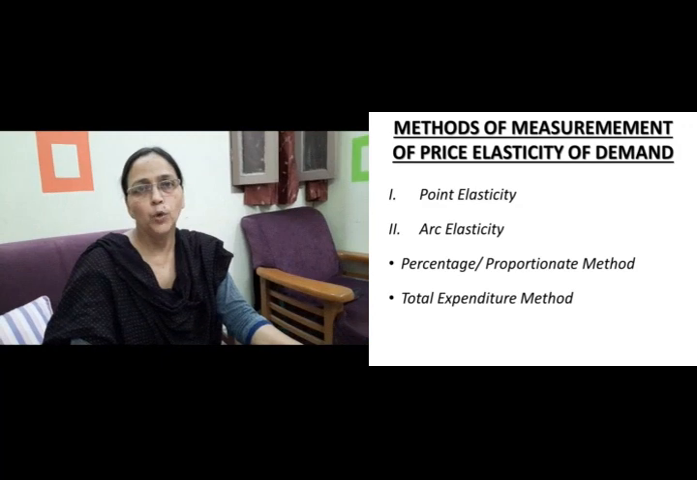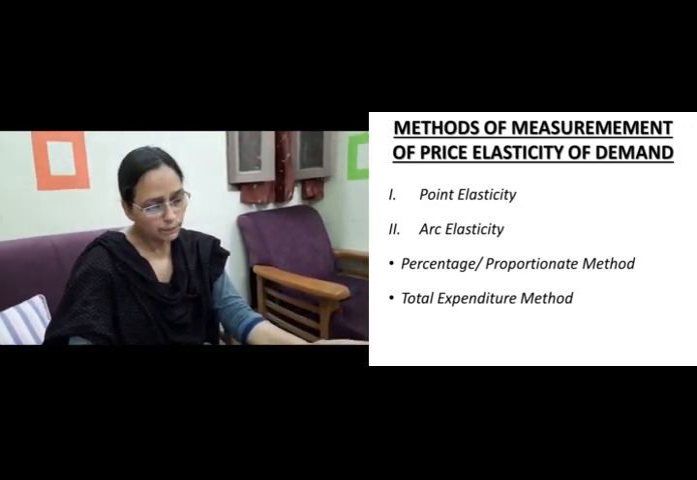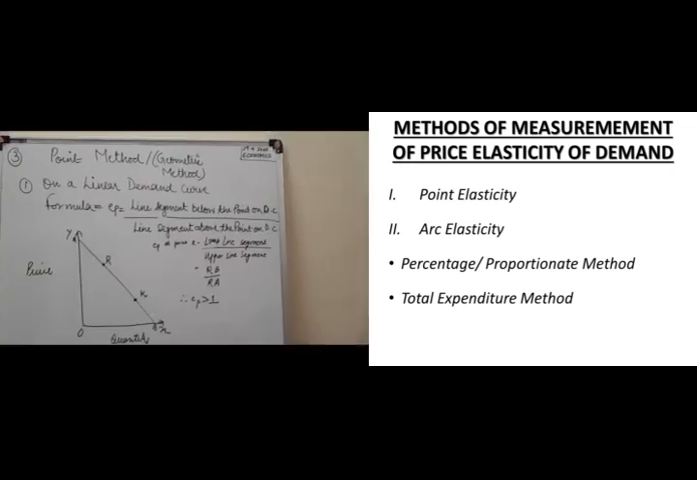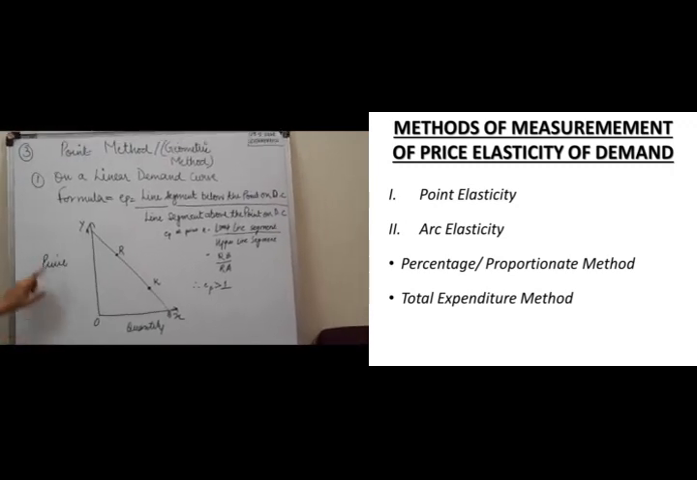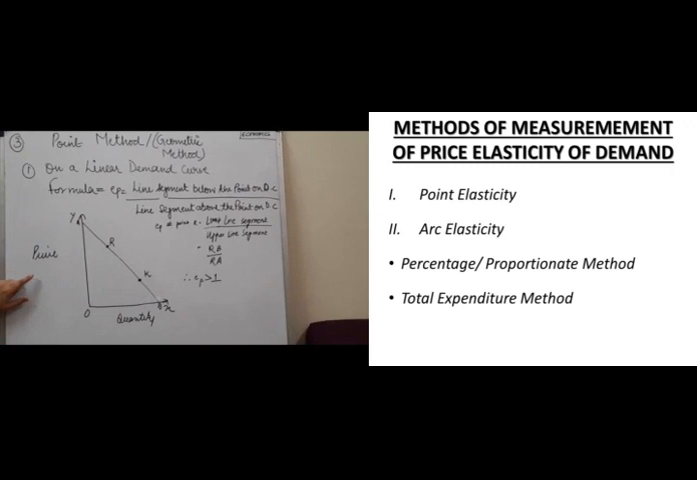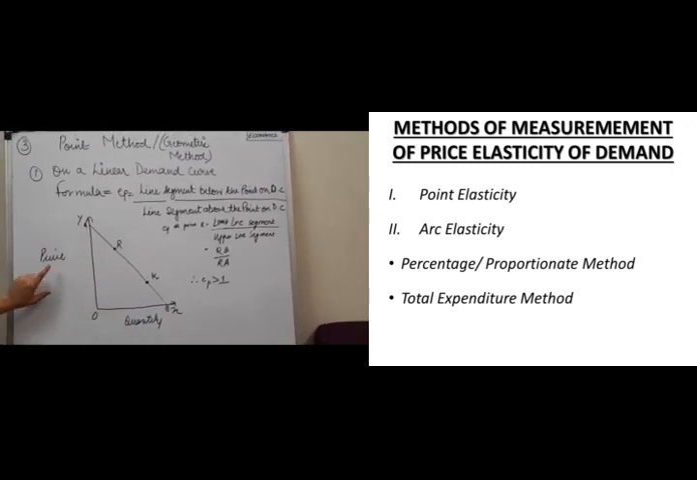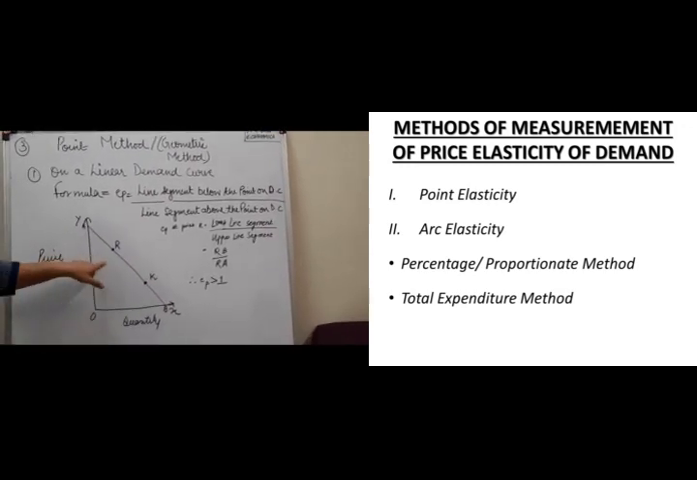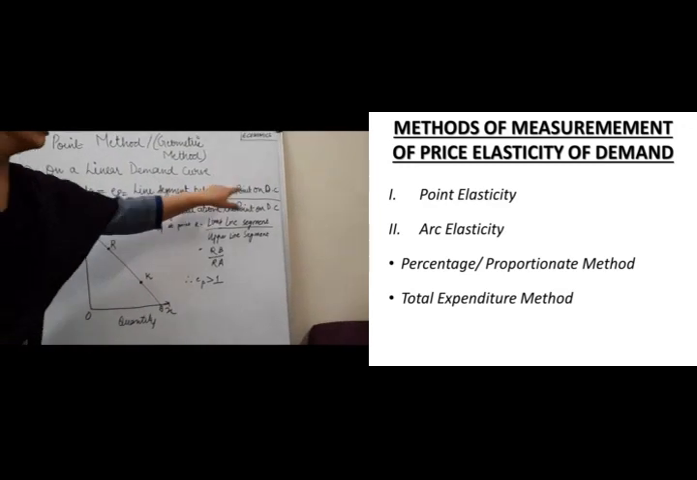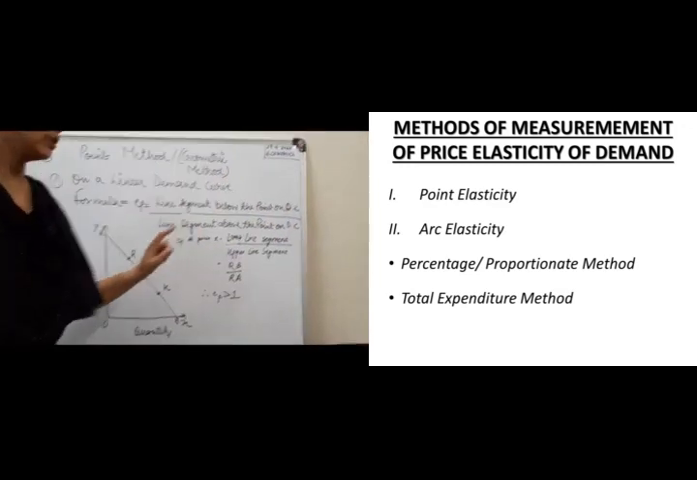We will be measuring it on a straight line demand curve, on a linear demand curve, and on a non-linear demand curve. When we measure it on a straight line demand curve, suppose we want to measure price elasticity of demand at point R. We are given a point R over here. Quantity on the x-axis, price on the y-axis. The formula for measuring elasticity at point R is the line segment below the point on the demand curve and the line segment above the point on the demand curve.